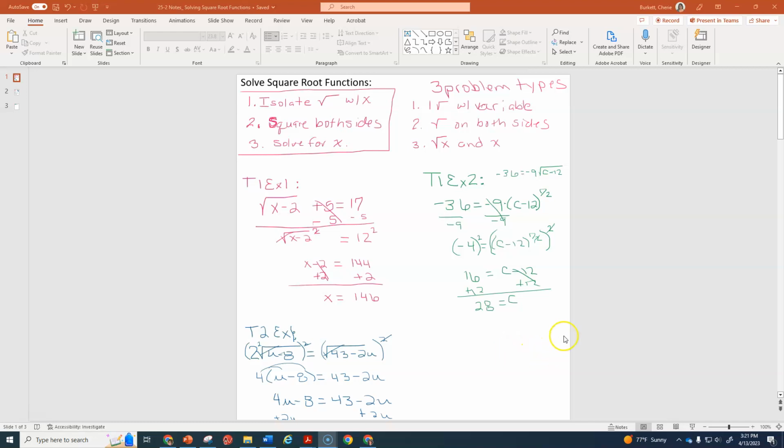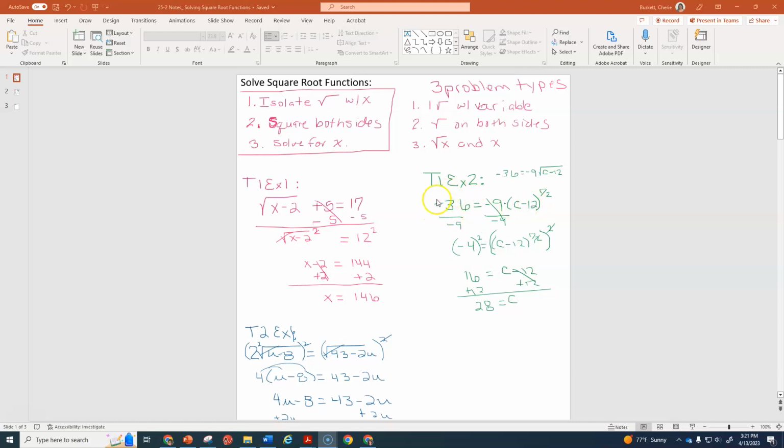So I wanted to do a real quick video on how you could check your answers by graphing, especially on Desmos. It's super easy. You take the original problem. So in this case, I'm doing the negative 36, the negative 9 times c raised to the 1/2. That's the original problem. You take that and you put it on Desmos.